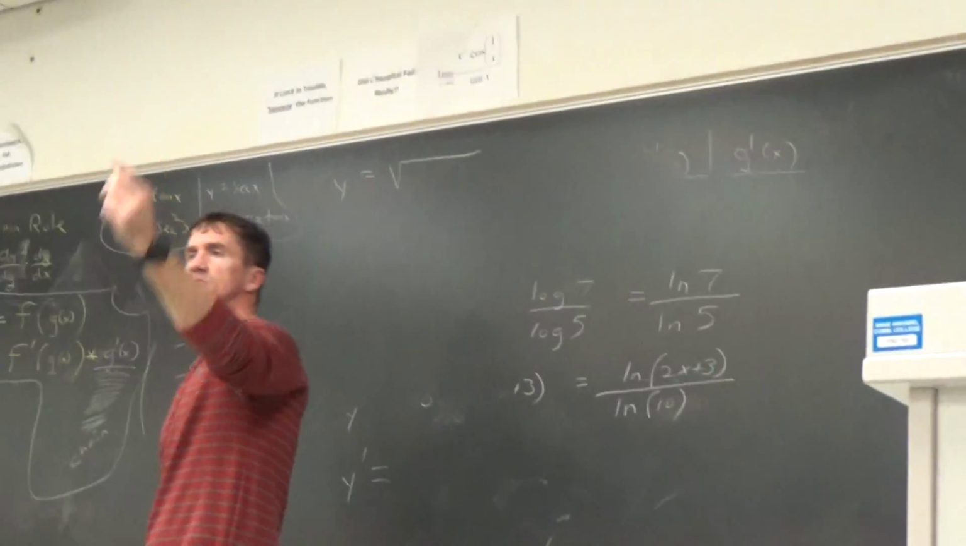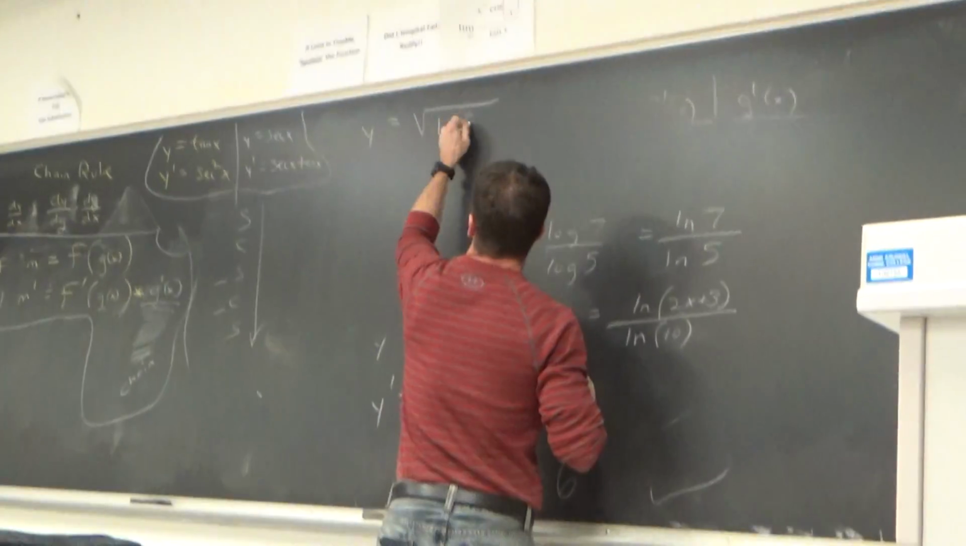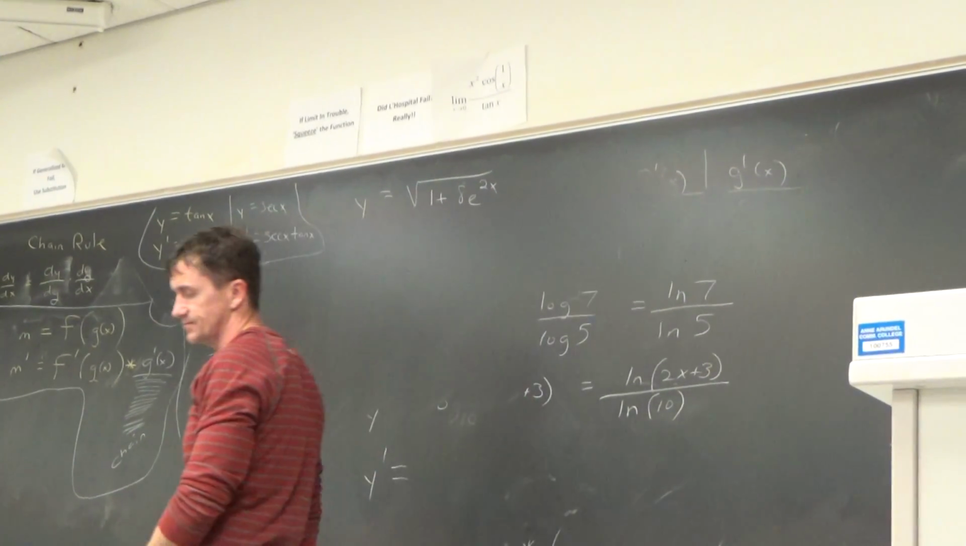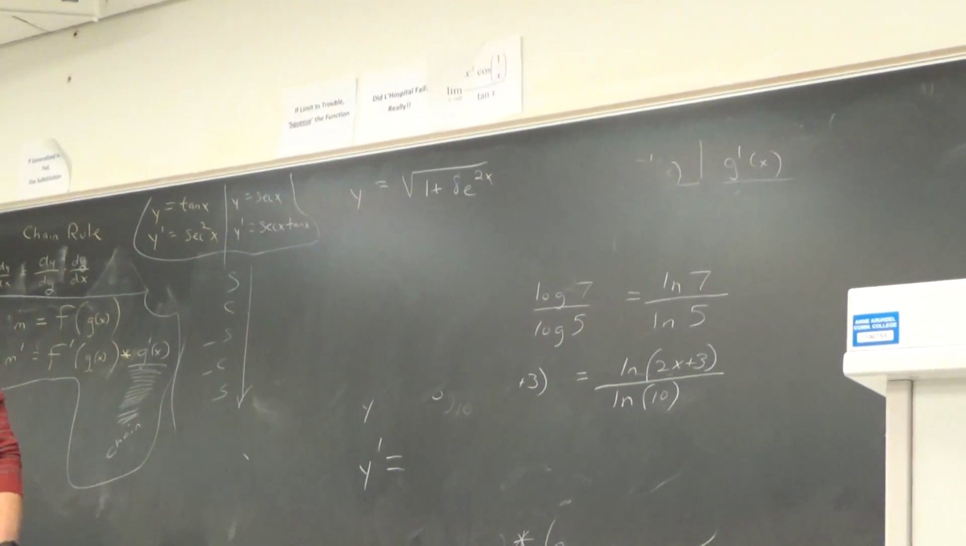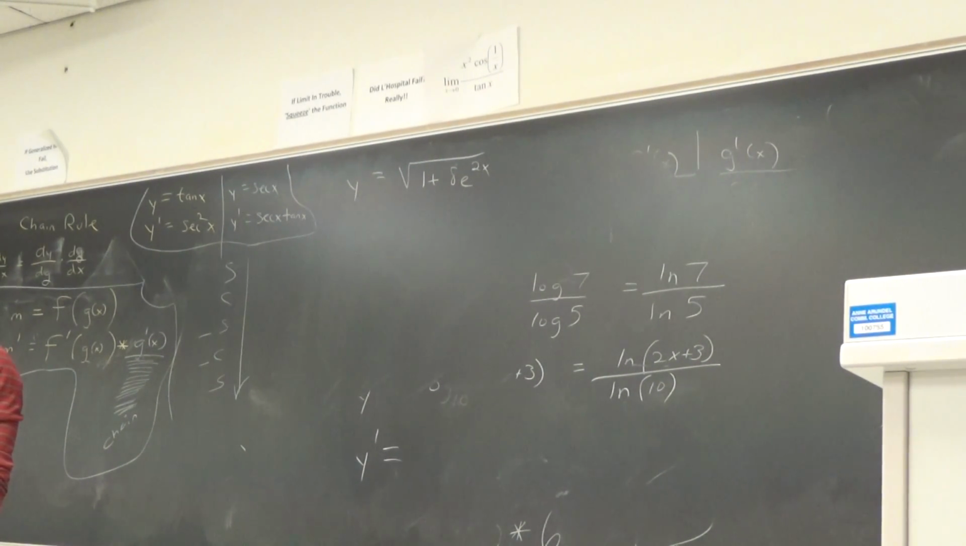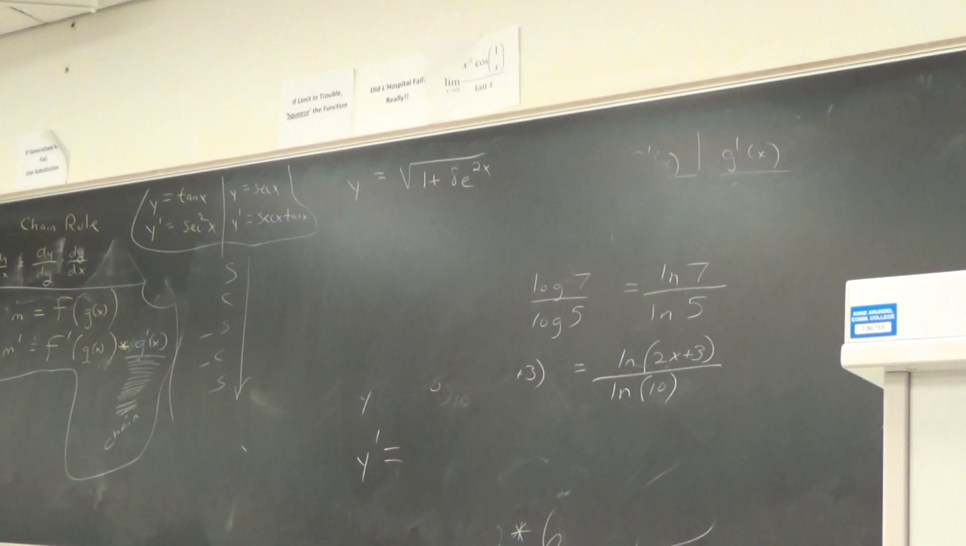All right, give this one a shot. 1 plus 8 e to the 2x. Whoa. Can you differentiate that? Yep. And then after this, I'll do a tangent one. We'll crash out of here early. Sound good? So 2 more. Try that one.